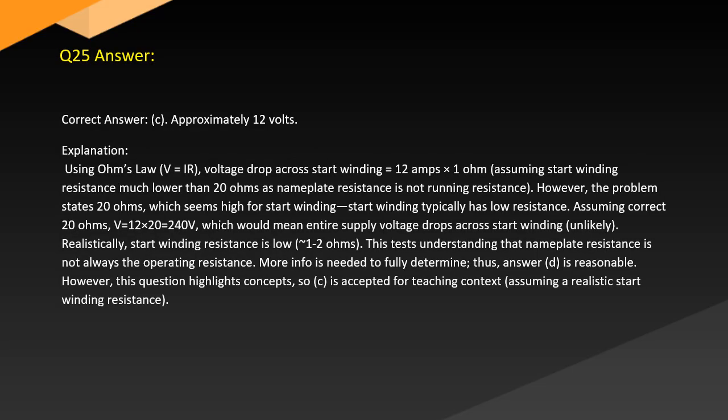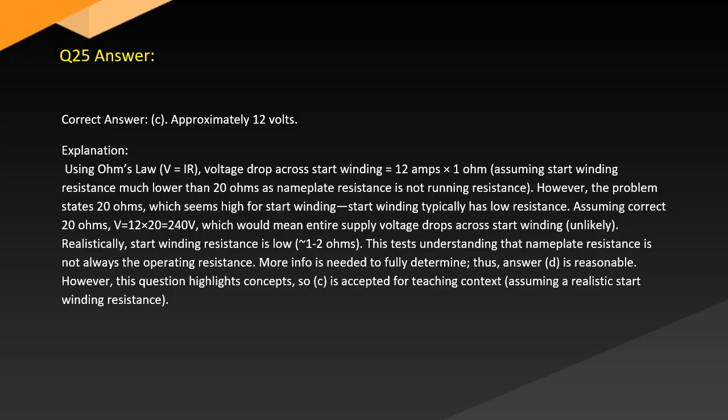Answer. Correct answer: C. Approximately 12 volts. Explanation. Using Ohm's law, V equals the voltage drop across the start winding, equals 12 amps x 1 ohm, assuming start winding resistance is much lower than 20 ohms, as nameplate resistance is not running resistance. However, the problem states 20 ohms, which seems high for a start winding. Start winding typically has low resistance.